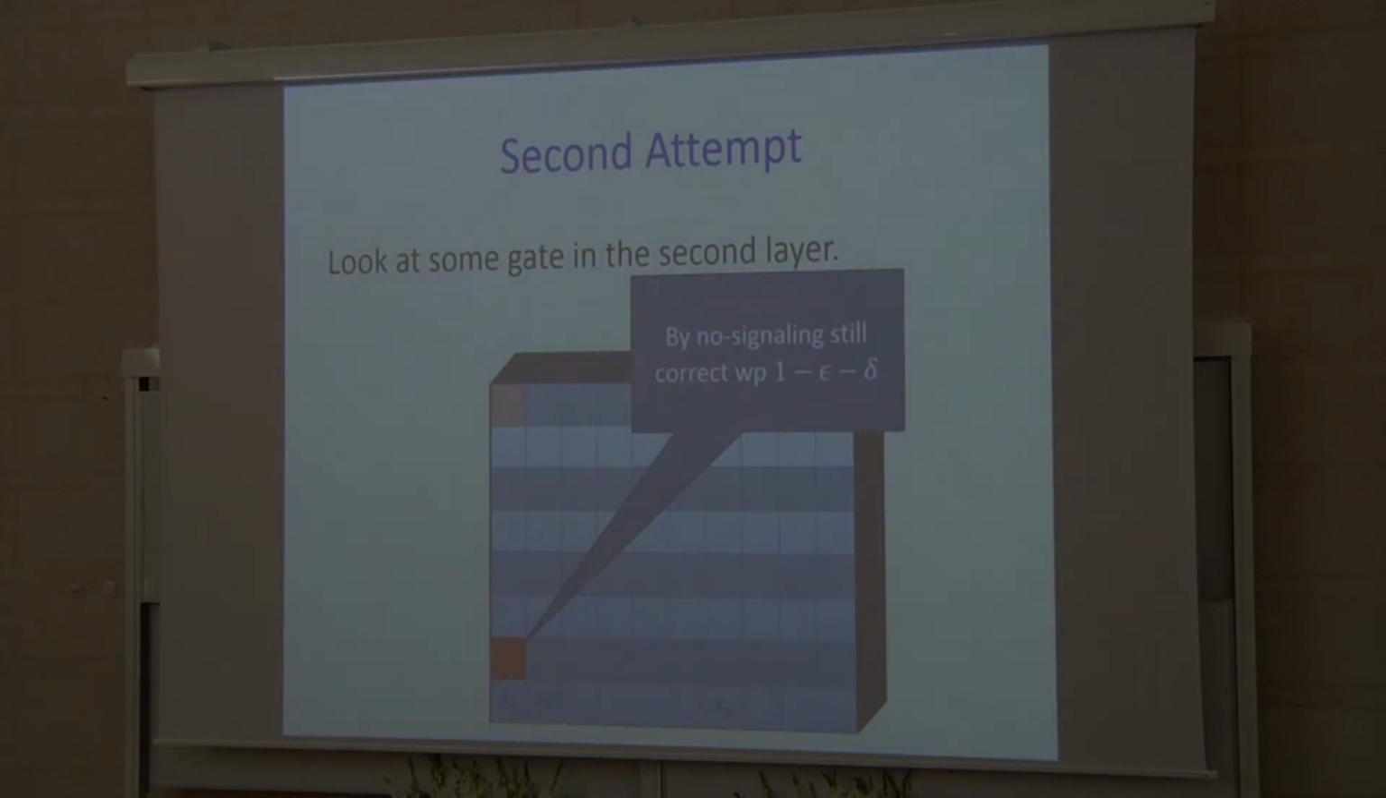Now, a cool feature of this no signaling property is: what happens if I only ask about the point in the second layer? We know that when I asked about other points, the value that I got was correct with some probability. The no signaling property tells me that if I ask about this point, no matter what I ask about other points, the value should still have the same distribution. And in particular, it should still be correct with the same probability.